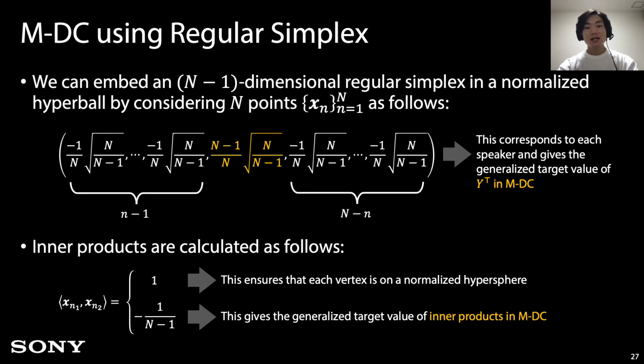I said deductively because in the generalized MDC, the generalized target values of the transpose of matrix Y come first and the inner products are calculated next. Though in the ad hoc MDC, the inner products come first and the target values of the transpose of matrix Y are set depending on the inner products.